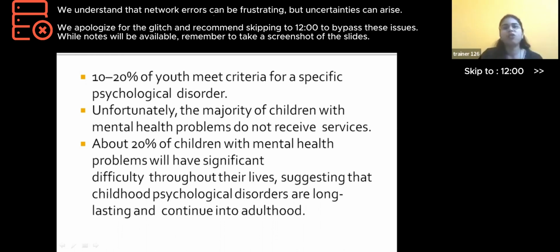So wherever you go, whichever statistics you take, most children also have these problems, just that identification goes missing most of the time, or as I told you, parents might be in the denial stage. And unfortunately, the majority of children with mental health problems do not receive services. It could be the negligence of parents or lack of availability. Say, for example, in villages, there are no mental health hospitals as such. And imagine there are children with autism or mental retardation or learning disabilities. If proper care is not given to such children, then definitely they will not be able to become independent adults.